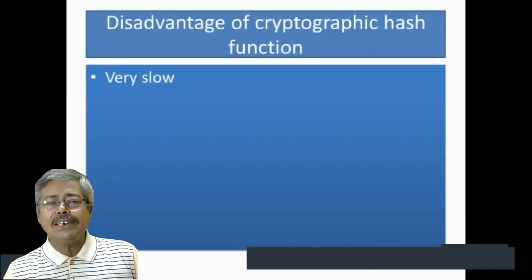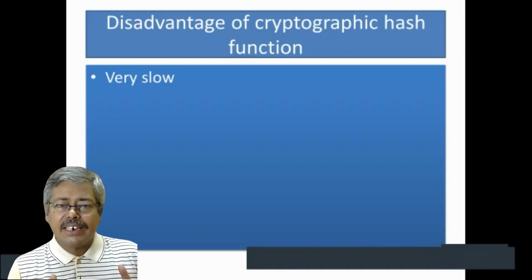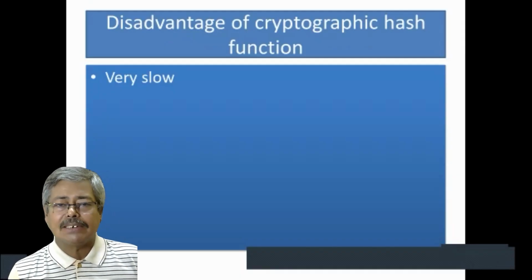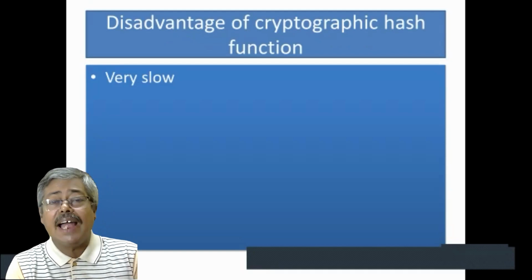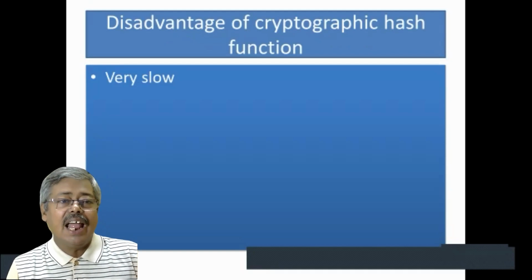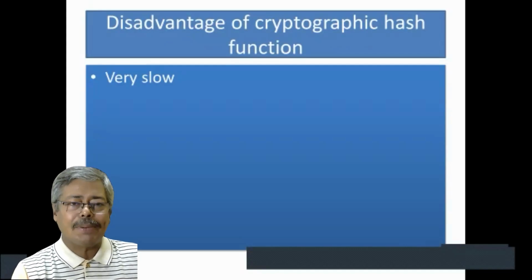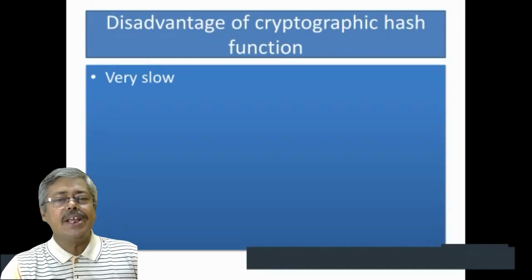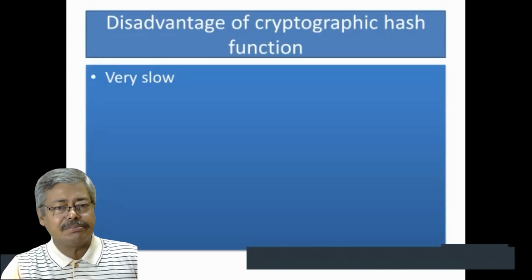And the disadvantage of the cryptographic hash function: you know, the cryptographic hash function is utilized for cryptography purposes. That is, it generates new types of data to hide the normal data structure. And so it is very slow for further operations of the cryptographic purpose. So the main disadvantage of the cryptographic function is that it is very slow.